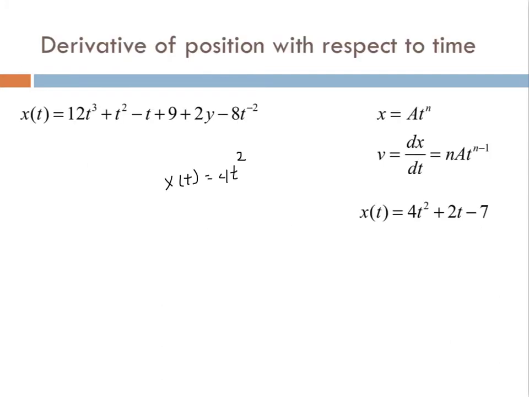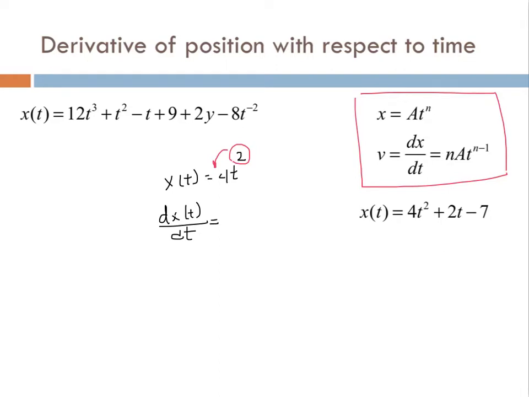So let's try a simple function before we try these other two examples. Let's say we have a position function equal to 4t squared. What we're going to do is follow this formula. We're going to look at our exponent, bring it down to the front, so that our equation looks like the derivative of the position function with respect to time is equal to 2 times 4t.